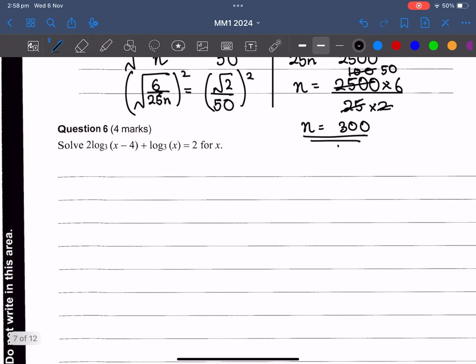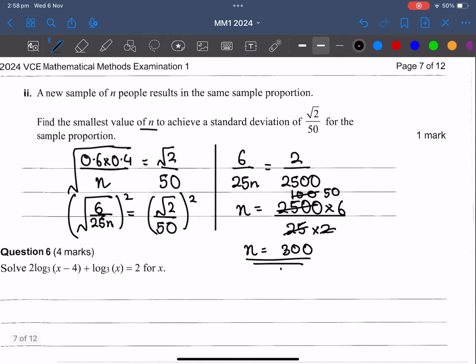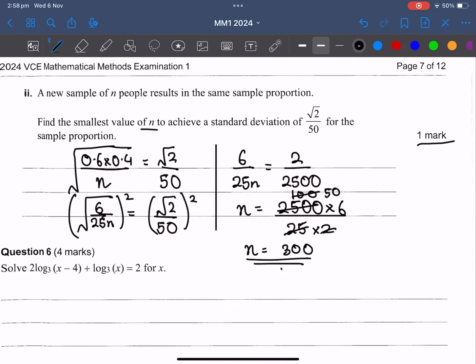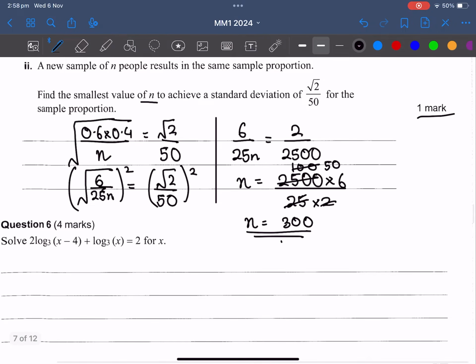Alright, so next question. And how much marks? 1 mark. Okay, well, it's just for the answer. Okay, so moving on to the very next question.